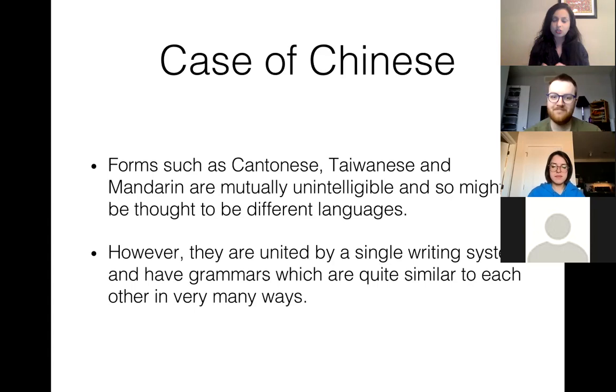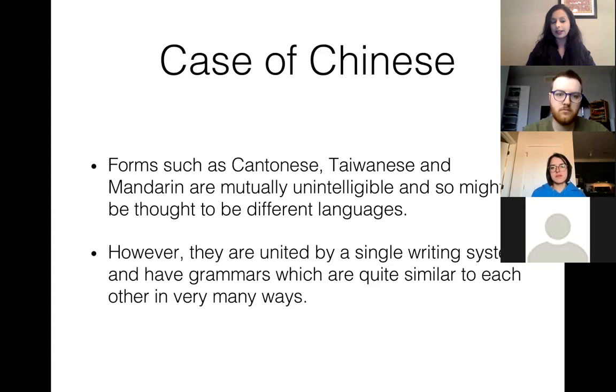But with the Chinese cases, with Cantonese and Taiwanese and Mandarin Chinese and all the other dialects, they are not mutually intelligible. So if I am a speaker of Cantonese, it doesn't mean that I know Mandarin Chinese. Or if I speak to a person who only speaks Mandarin Chinese, they cannot understand me, right? It's like speaking two different languages. But they use the same script, right? And very often the written script is a uniting factor in a lot of different ways.